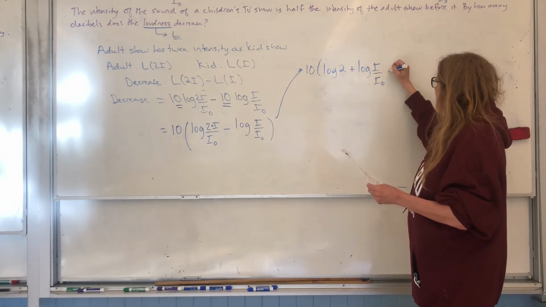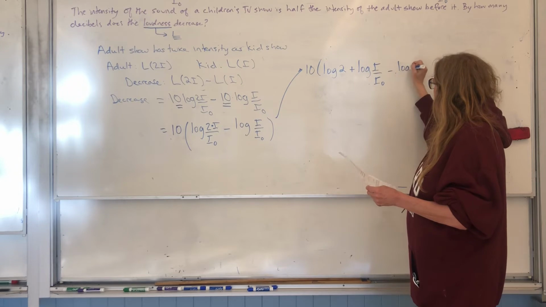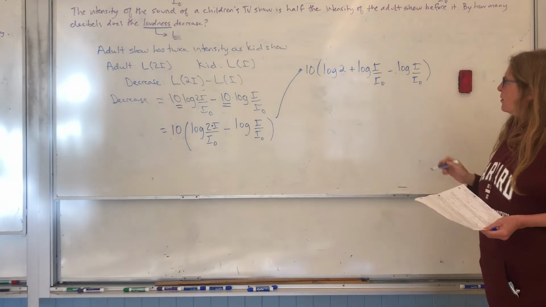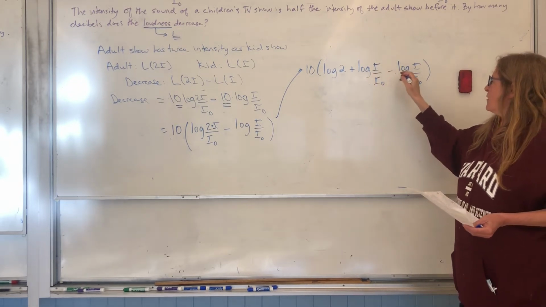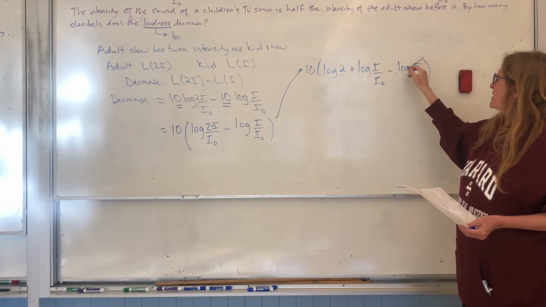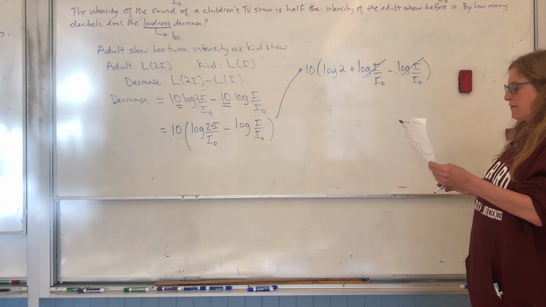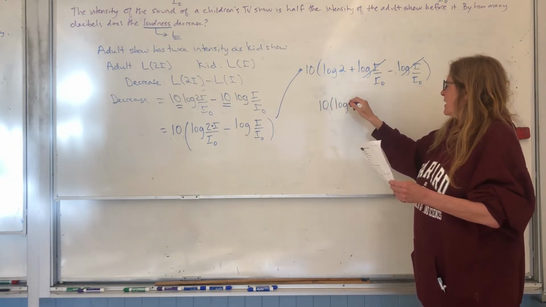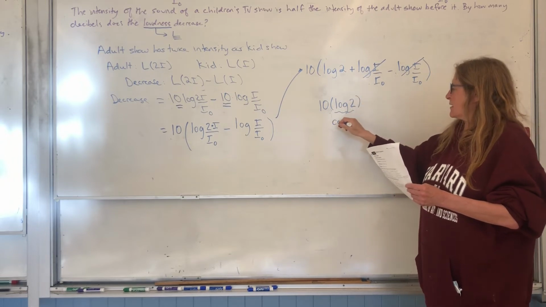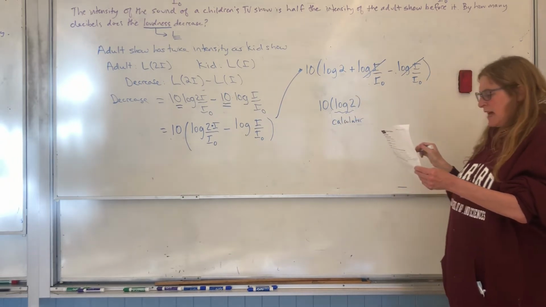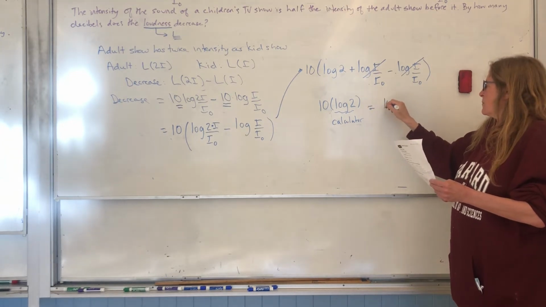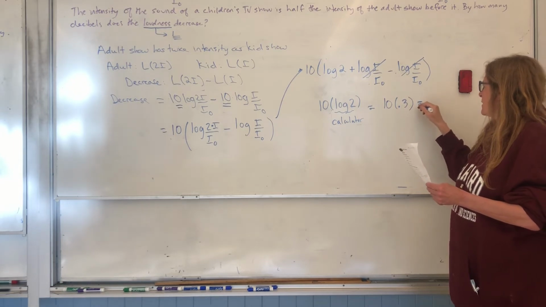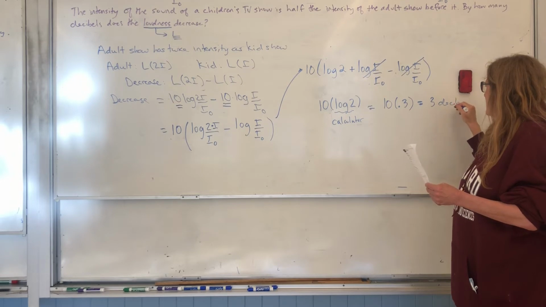Now I could do subtraction there, but I'm really not going to need it because look what's going to happen right here, guys. Do you notice something interesting? I have a positive log I over I sub O and a negative log I over I sub O. So these cancel out. All I'm left with is 10 times log 2. I can do this in my calculator, and that's going to give me approximately 0.3, which gives me approximately 3 decibels.